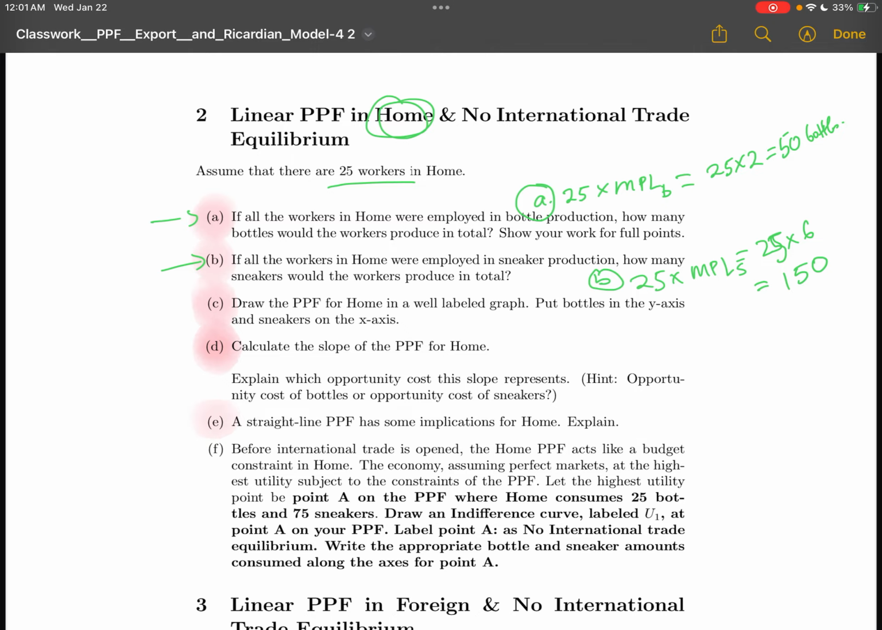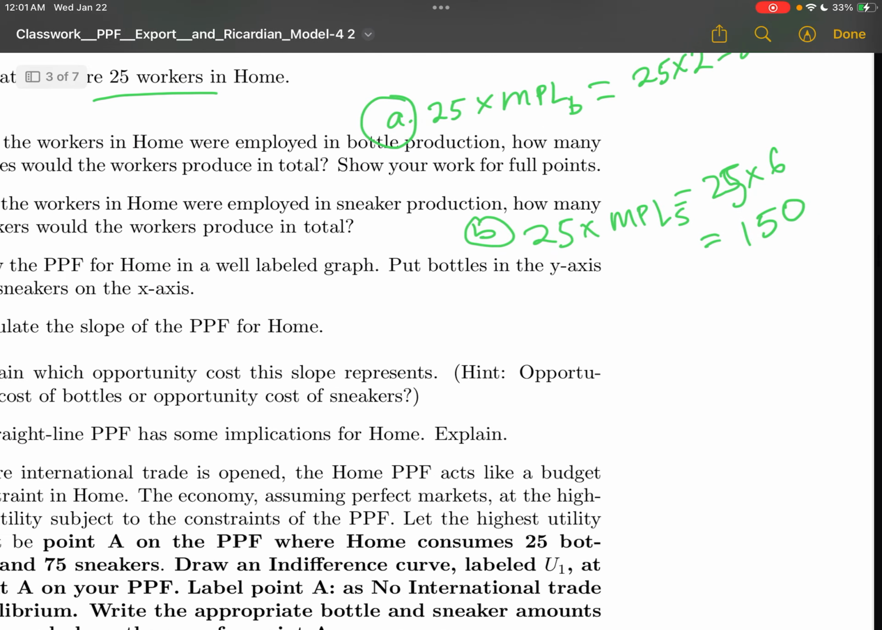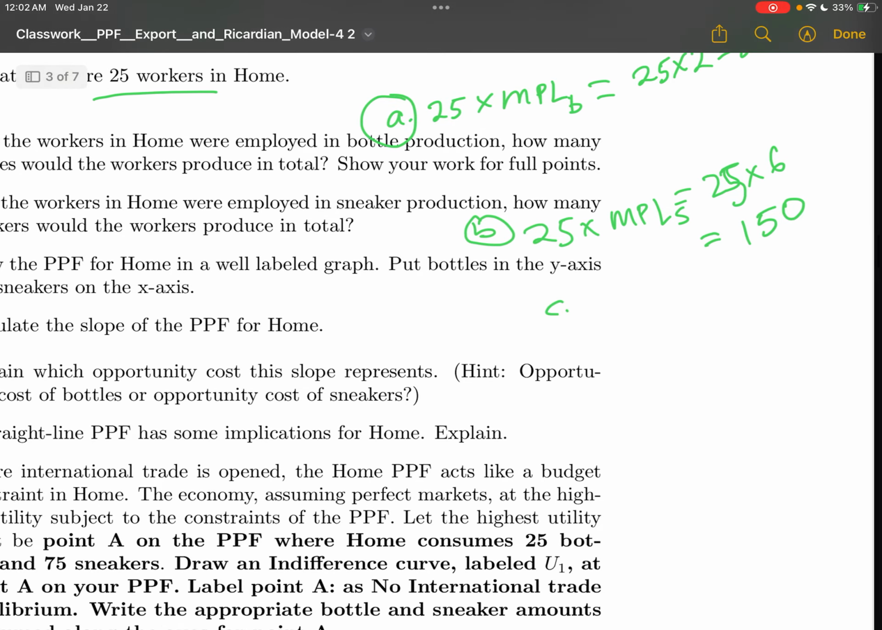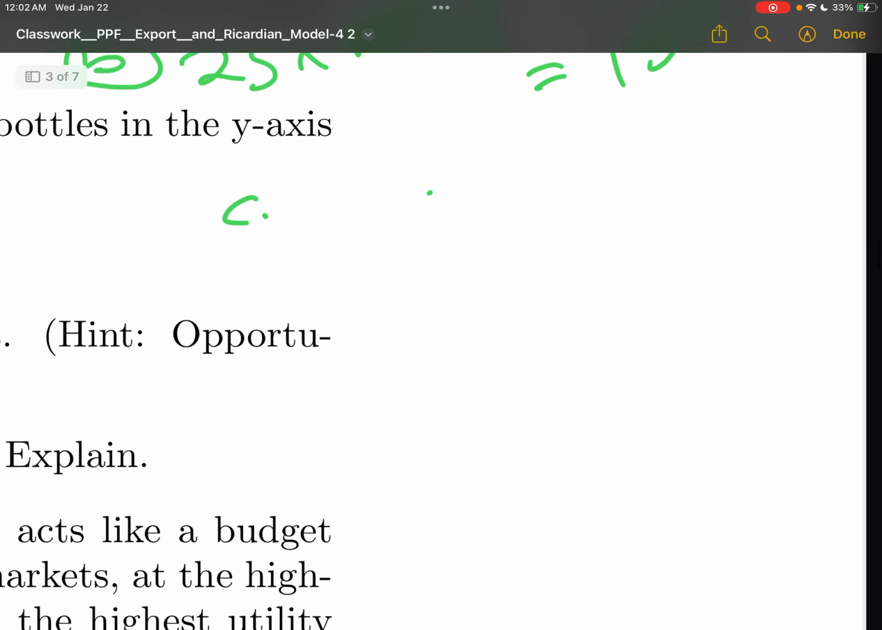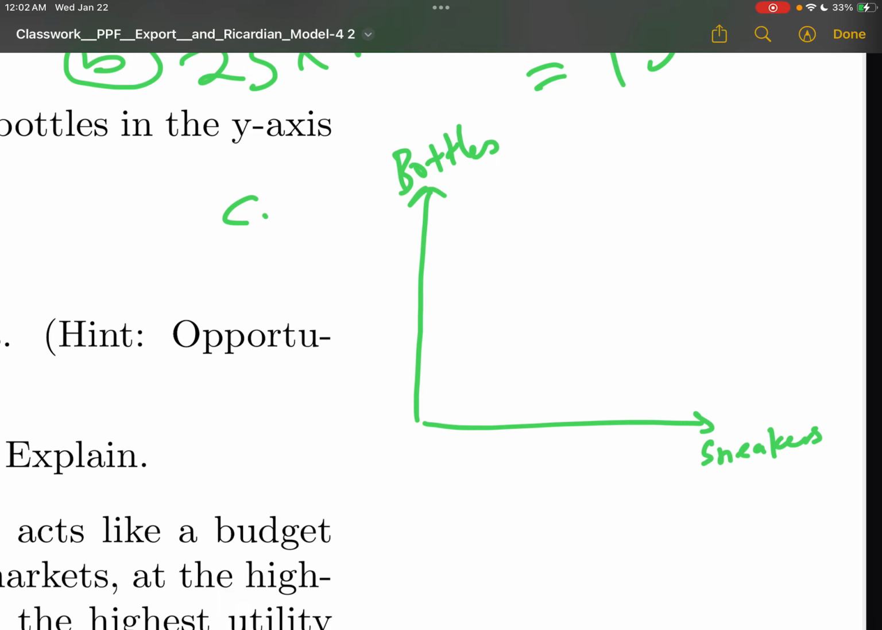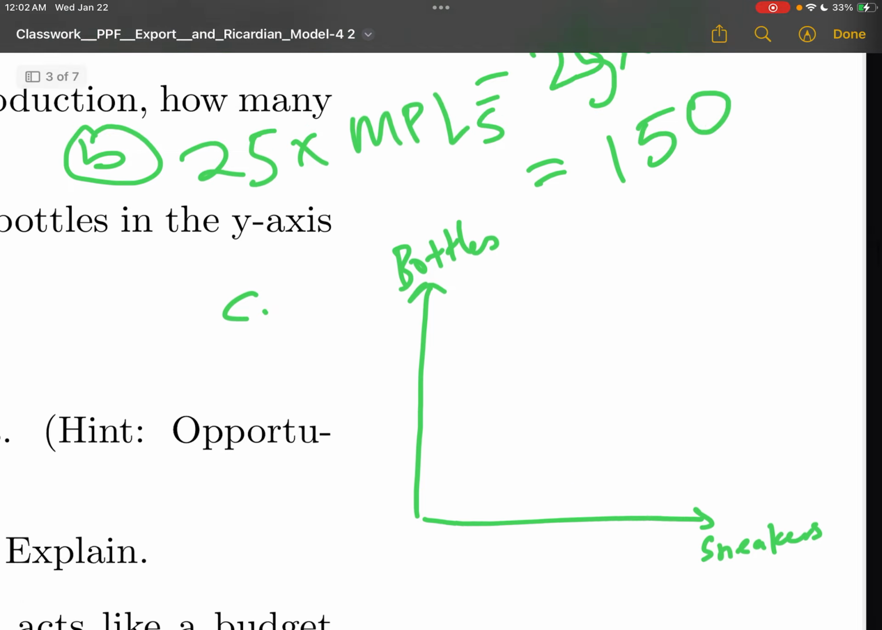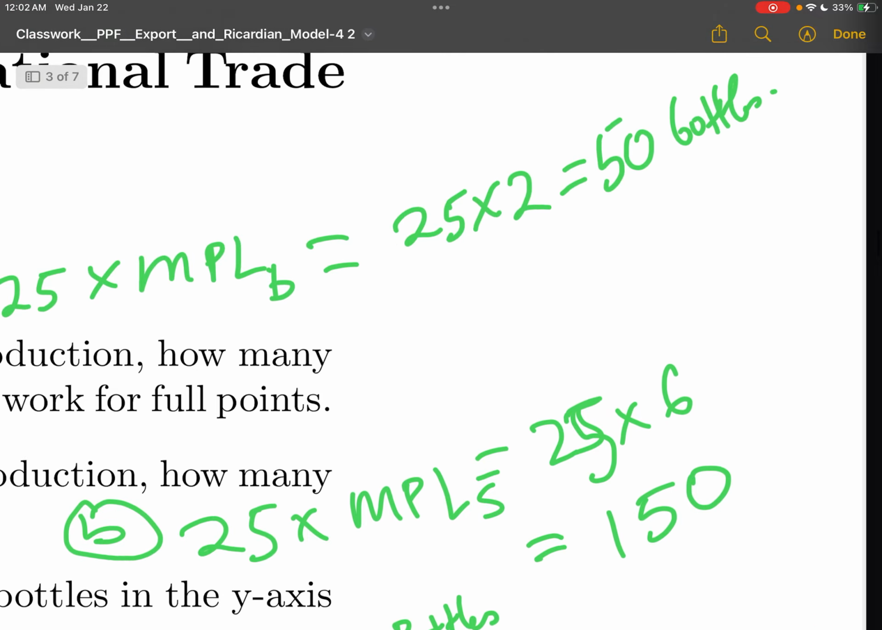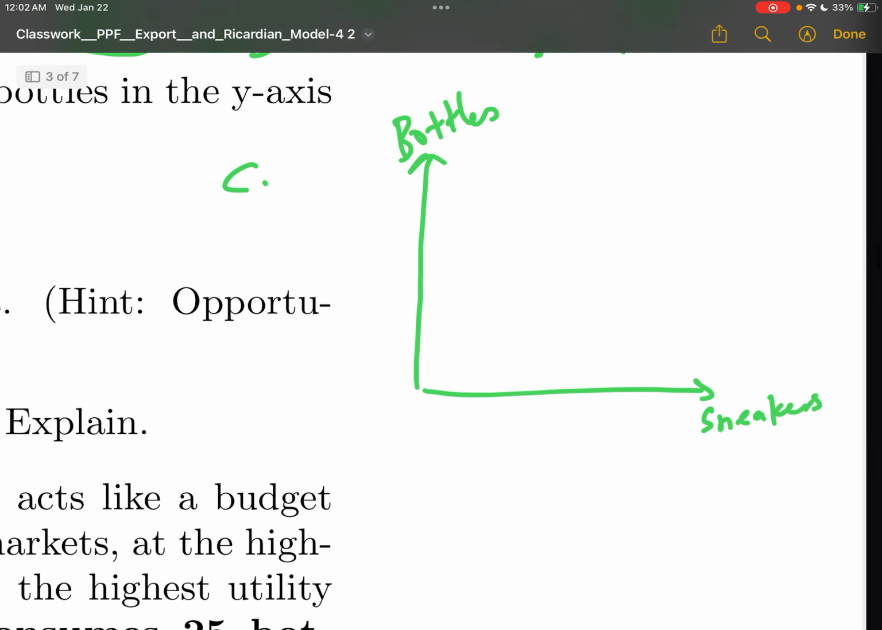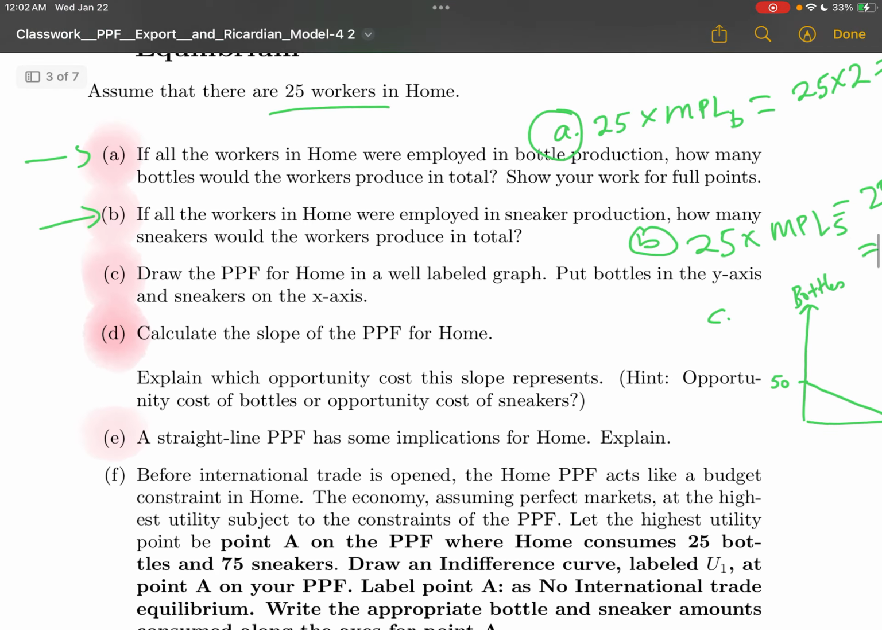In part C, we are going to draw this PPF. Draw the PPF for home in a well-labeled graph, bottles on the y-axis, sneakers on the x-axis. I'm going to squeeze it here and make it big so you can see it. Sneakers, bottles, and then we draw the PPF. Sneakers will be 150 and bottles will be 50. If this is 150, then it looks like 50 will be somewhere here, right? And then I join this with a linear line and that's my PPF.